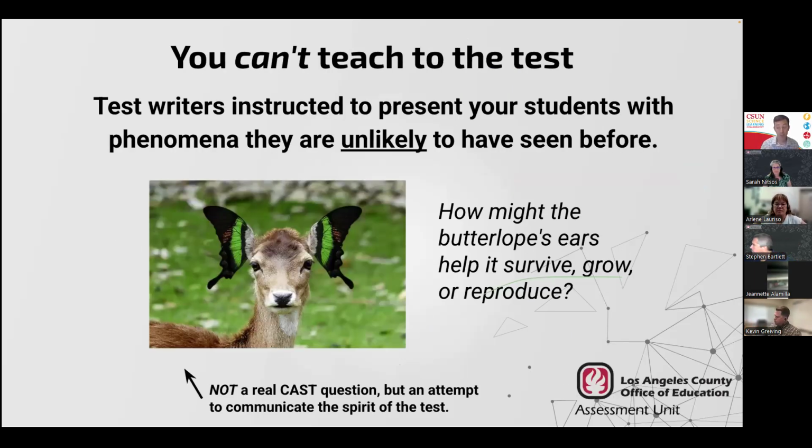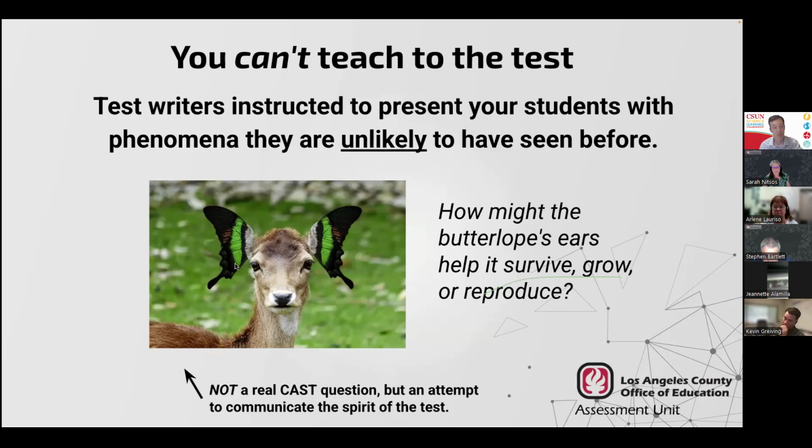We also emphasized last time that you can't teach to the test, in the sense that test writers were specifically instructed to present students with phenomena that they're unlikely to have seen before. And we gave this fun little example here of a butterlope and said, a question that could appear on any level of the CAST is how might the butterlope's ears help it survive, grow, or reproduce? And students would need to be able to bring to bear their knowledge about how life works, and at any level they could have a different level of understanding of that.